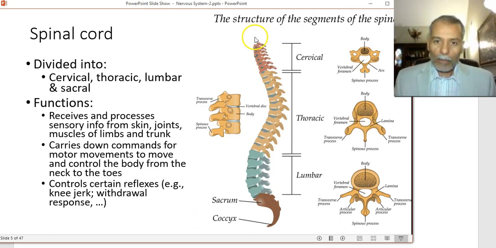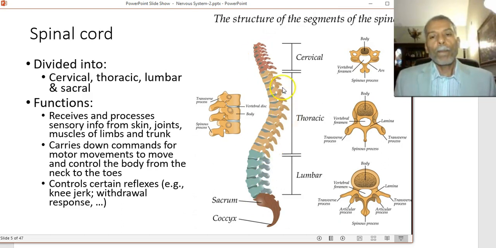So it comes above, it goes through the vertebral foramen, or the spinal canal, the first one, and then goes down and goes down and goes down, and it goes all the way through to the very end of the spinal column. And that's the spinal cord.